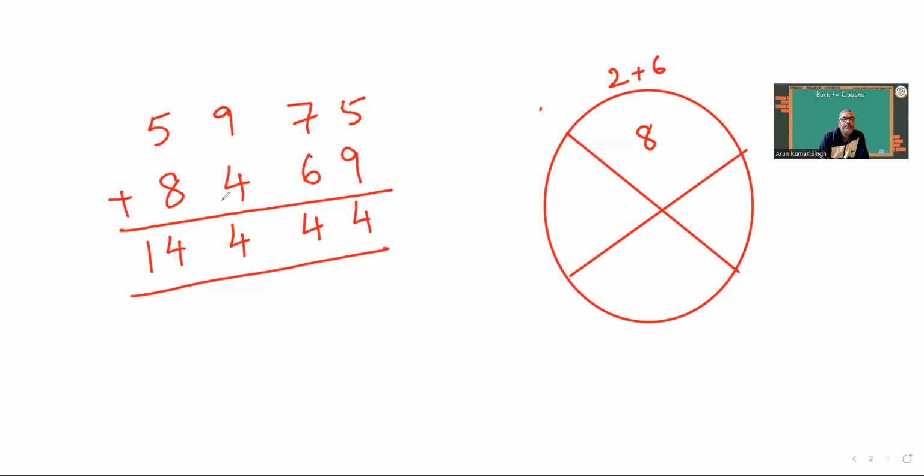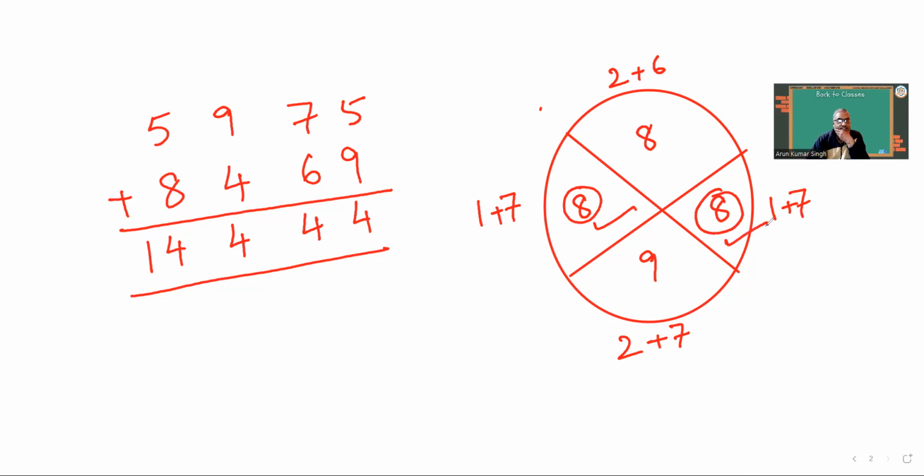Now 8 plus 4 is 12, 12 plus 6 is 18, 18 plus 9 is 27, and 27 means 2 plus 7 is 9. So 9 plus 8 is 17, and 17 means my answer should be 8. Let's see here: 1 plus 4 is 5, 5 plus 4 is 9, 9 plus 4 is 13, plus 4 is 17, and 1 plus 7 is 8. This is coming 8, so this is correct.